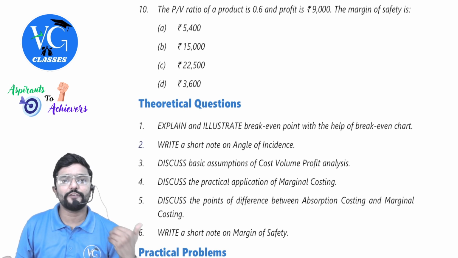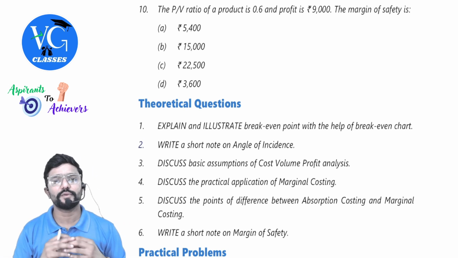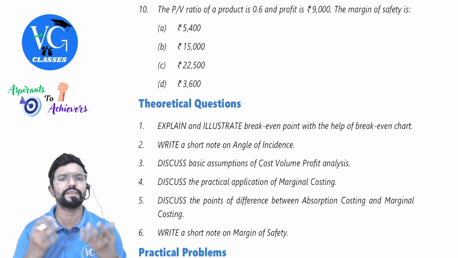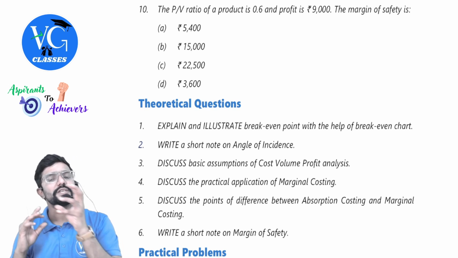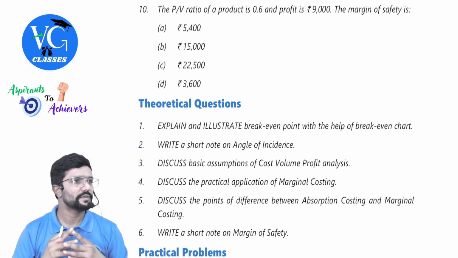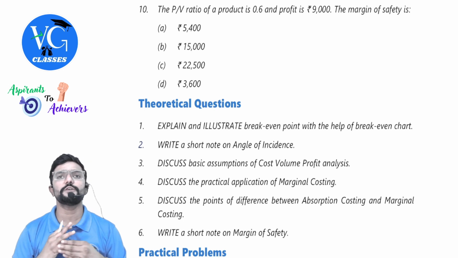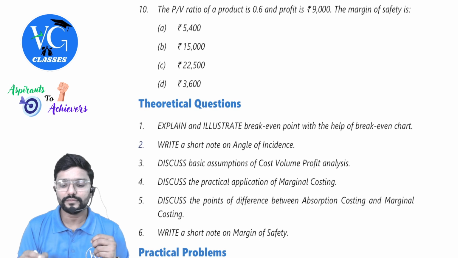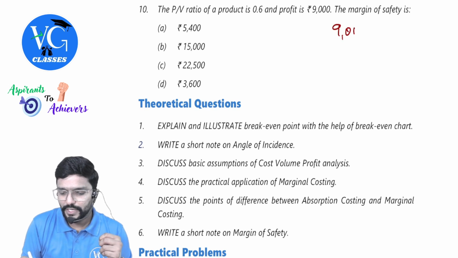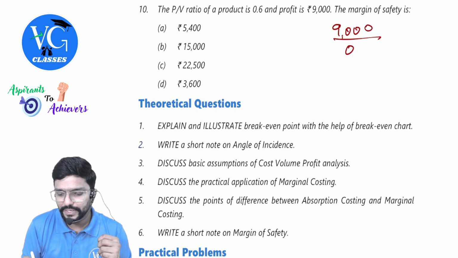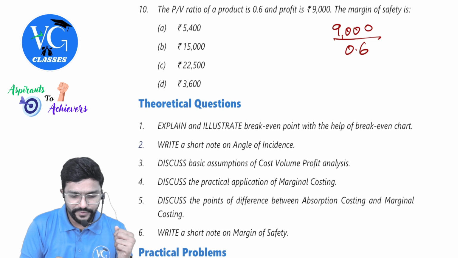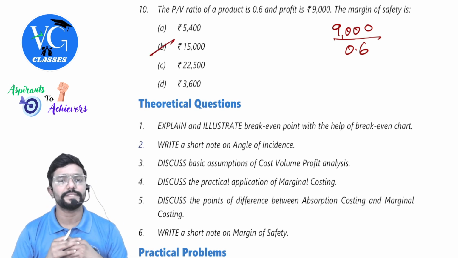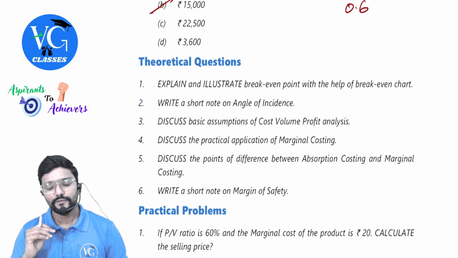Then the PV ratio of a product is 0.6. Profit is 9,000. Margin of safety. Divide each other, guys. Because contribution for margin of safety is equal to profit. So profit divided by PV ratio is equal to margin of safety. 9,000 divided by 0.6 is 15,000. Answer is B. Fine, guys.